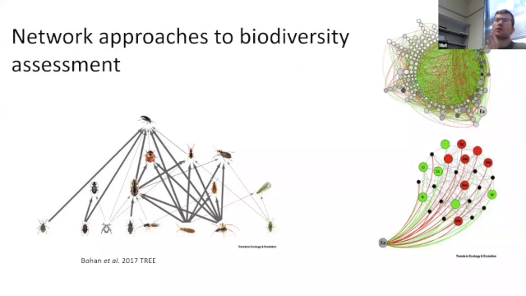Of course, moving from a single level approach of assessing, moving from a strict community-based metric to one that actually takes into account the interactions between species is a very important aspect for further understanding the condition of a given site.